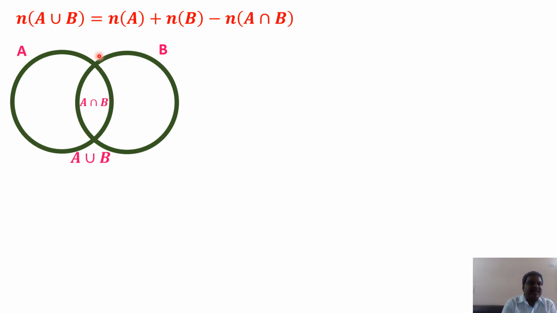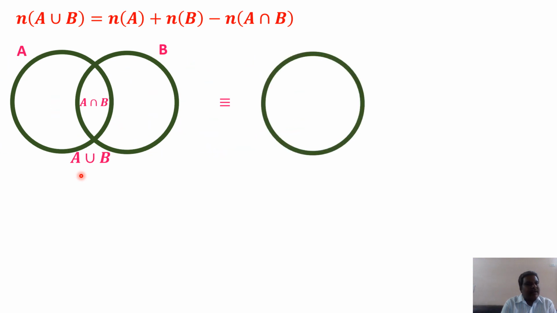How to express this one? This is A. This is B. Their common portion is A intersection B. Totally this is called A union B. So N of A union B means the number of elements in this A union B. That's all. So I am going to equate this set as follows. This is equivalent to what?